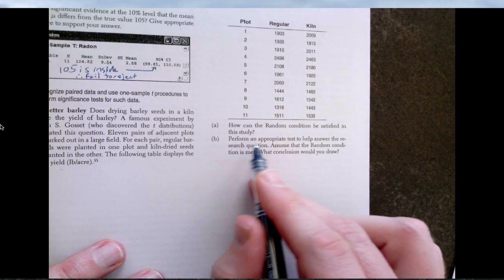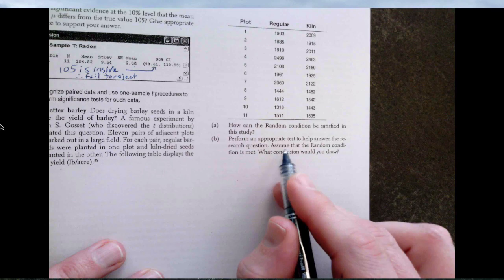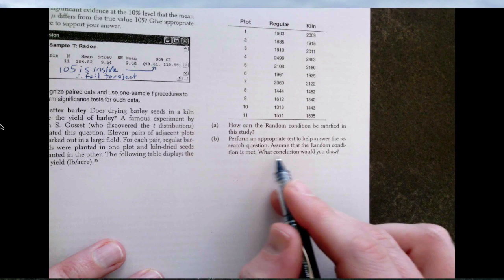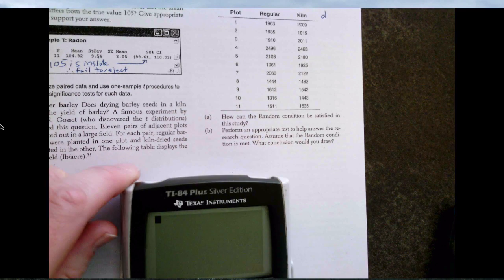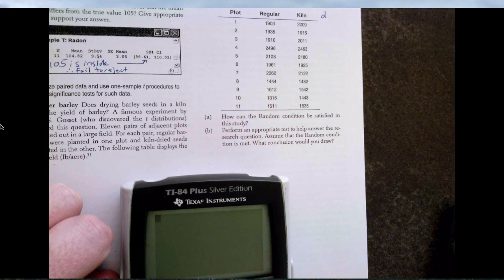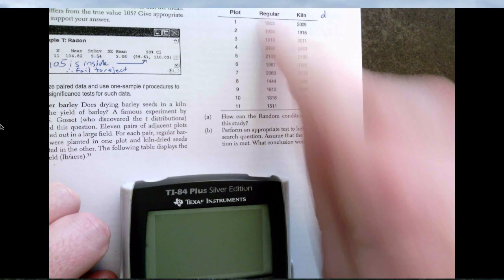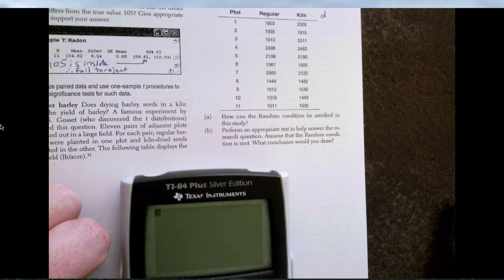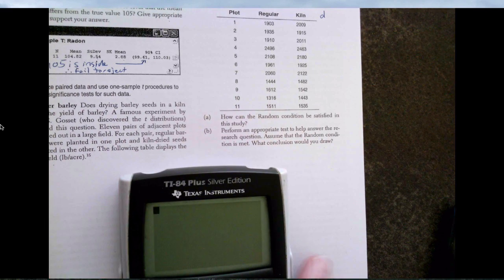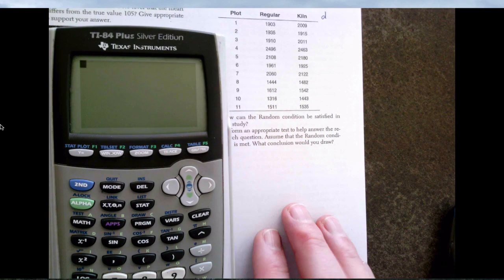Okay, perform an appropriate test to help answer the research question. Assume the random condition is met. What conclusions would you draw? All right, so first, we would take the difference of all of these, and that's what we want. When you find the difference of all of these, those are the values that would go into the calculator. One quick easy way to do that is to type all of those values into L1, L2. The confidence interval will do that as well, or we can just do it as a matched pair test.